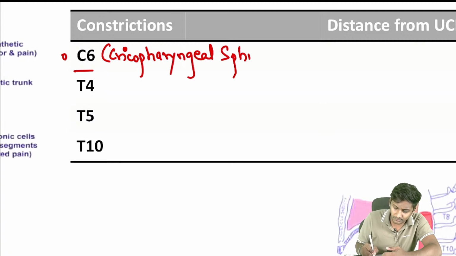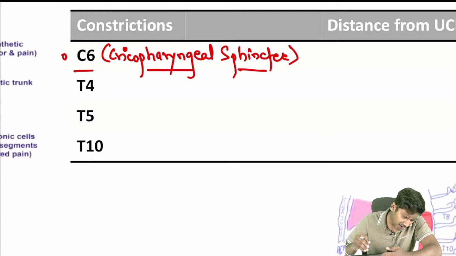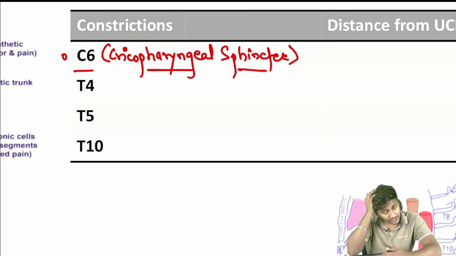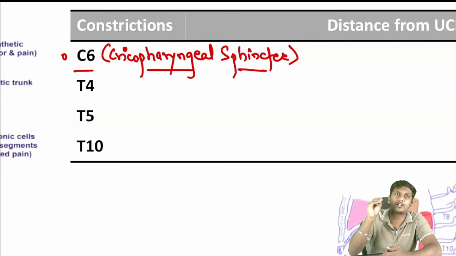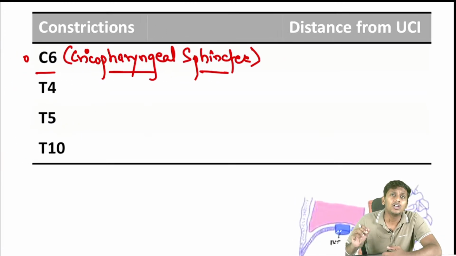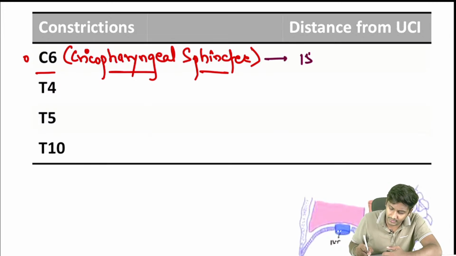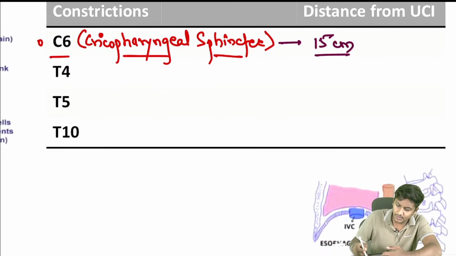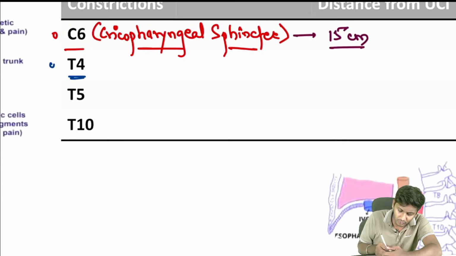And we have to remember that this cricopharyngeal sphincter, bache, is not only the narrowest part of the esophagus, rather it is the narrowest part of your whole GIT. Yes, the cricopharyngeal sphincter is the narrowest part of your whole GIT. This will be important in foreign body when we talk about the management. Okay? C6 or the cricopharyngeal sphincter, the first constriction, is 15 centimeters away from the upper central incisors. The next one, at the level of T4, is due to crossing of the arc of aorta.